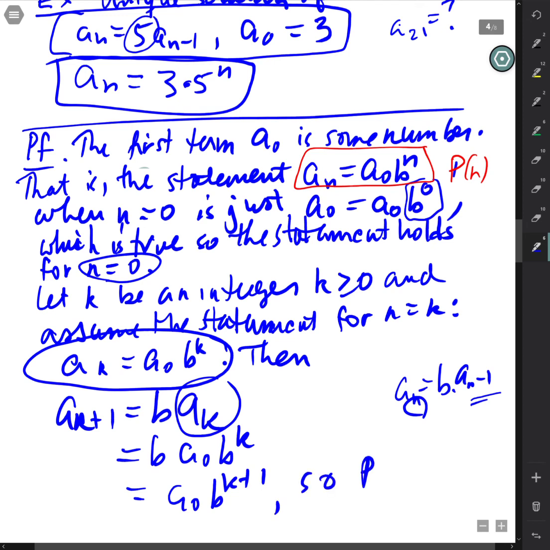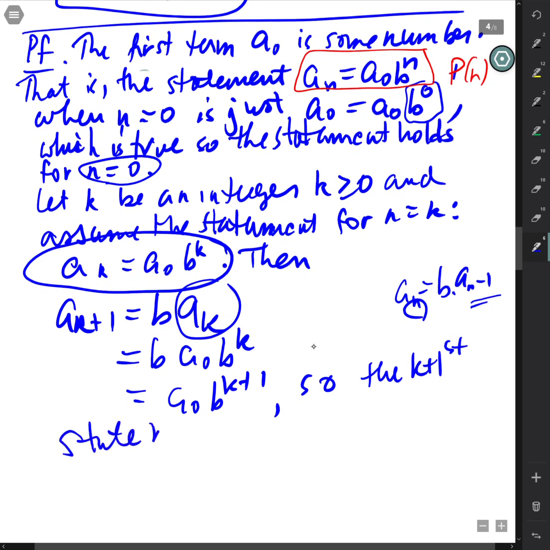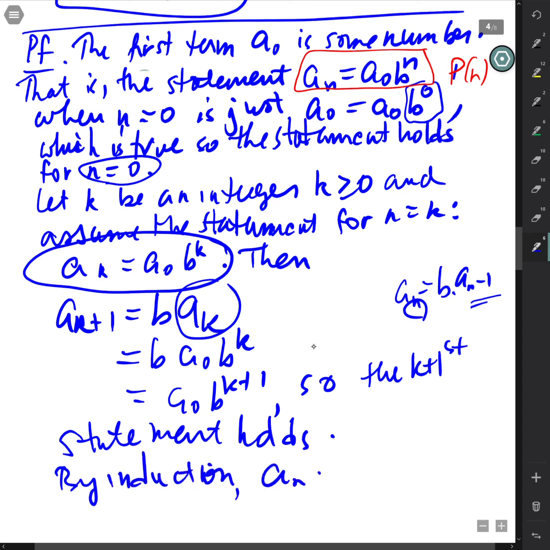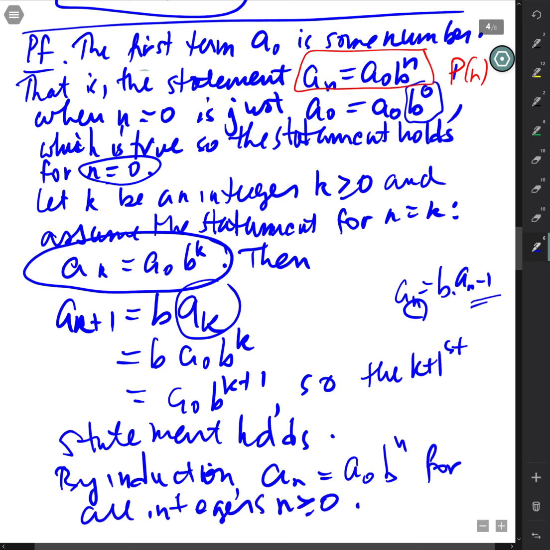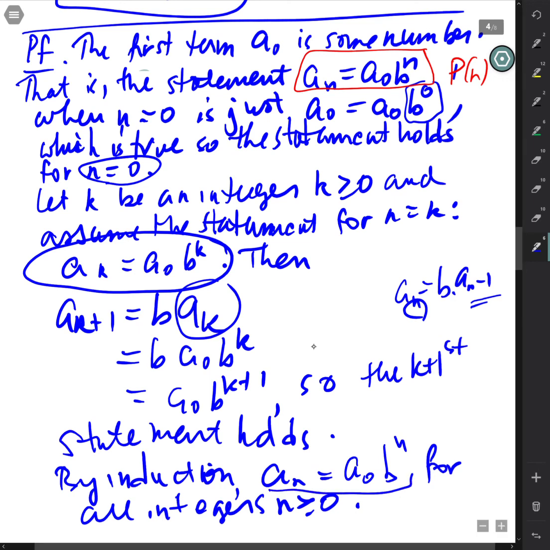So P(k+1), the k plus first statement, holds. So by induction, a_n is equal to a_0 b to the n for all integers n greater than or equal to 0. So I used an inductive proof for that. That proves that if it is a solution, this is what it has to be.